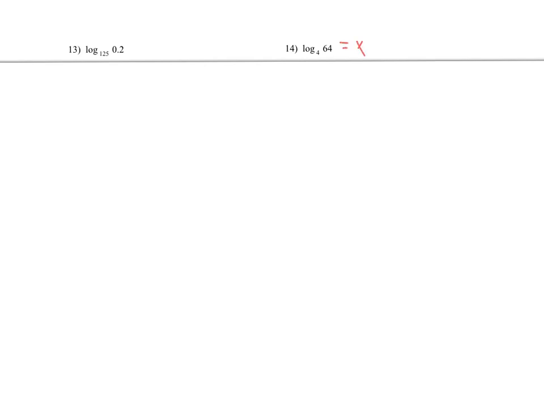All right, next up here, we're going to set this one equal to x as well. So we get 4 to the power of x equals 64. So then x has to be 3.